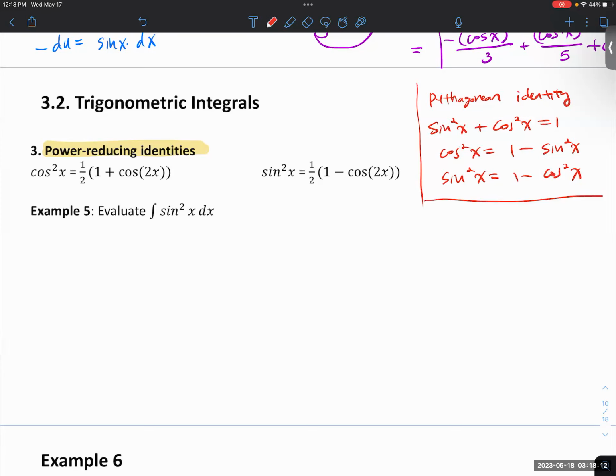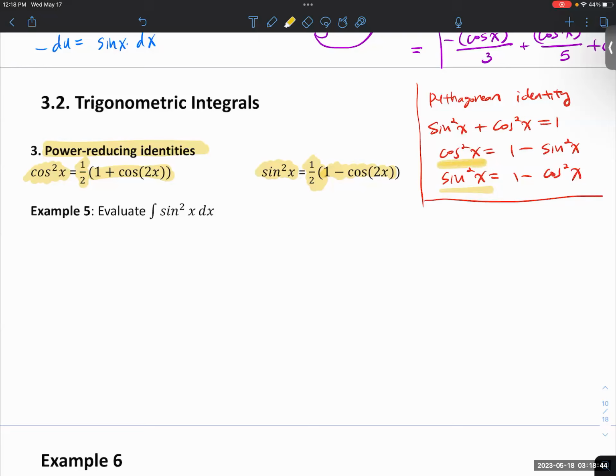So there's another way you can simplify cosine squared x and sine squared x. Cosine squared x is also the same as 1 over 2 times 1 plus cosine 2x. So keep in mind, this is another identity. You can reduce down the second power. And then sine squared x, you can reduce down the power, making it equal to 1 over 2 times 1 minus cosine 2x.